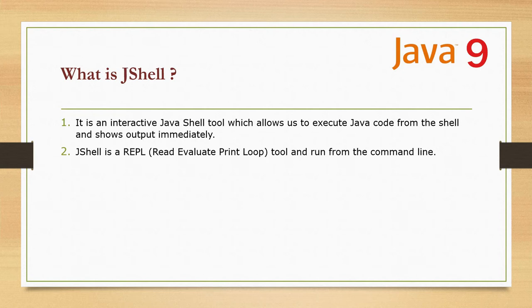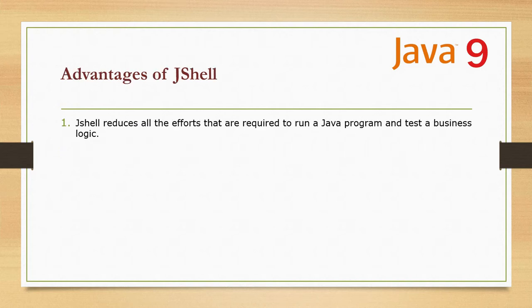JShell is a REPL tool and runs from the command line. JShell is also represented as REPL. REPL stands for read, evaluate, print, and loop. That's the full form. Now let's talk about why we should use JShell. What are the advantages of using JShell? The first key point: it reduces all the effort required to run a Java program and test a business logic.